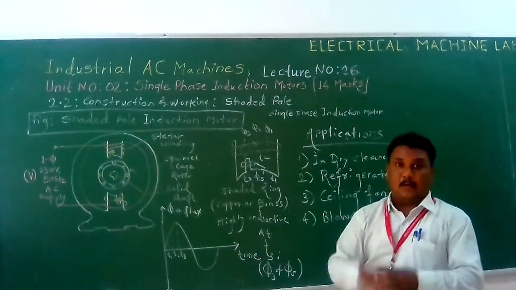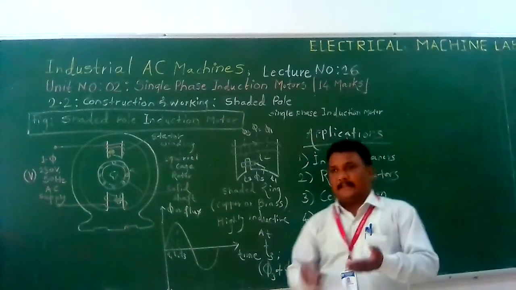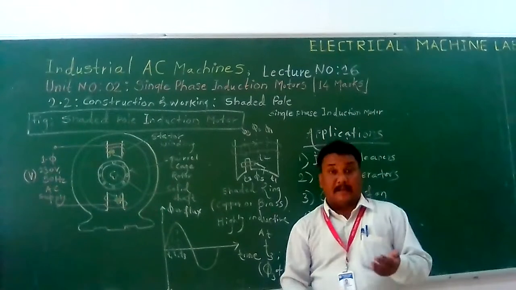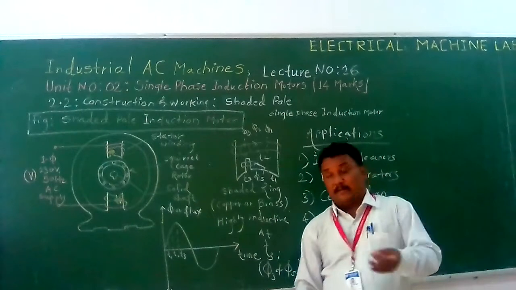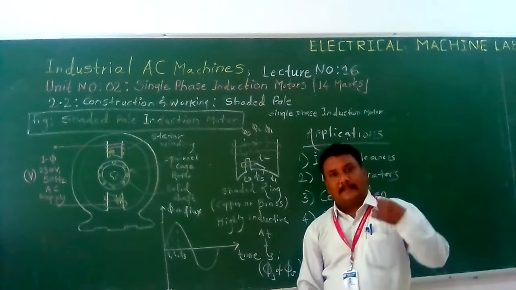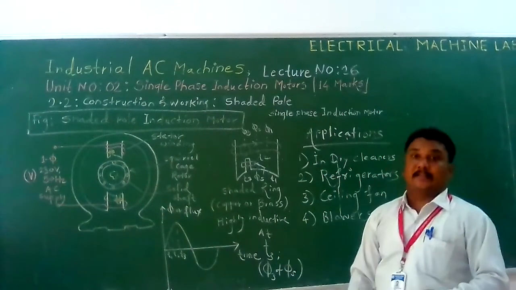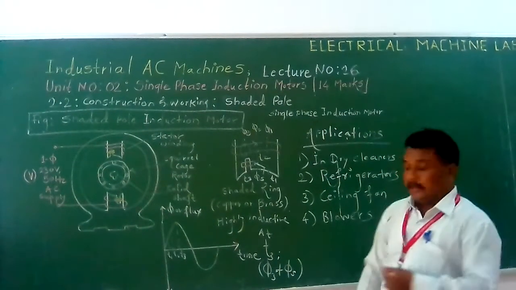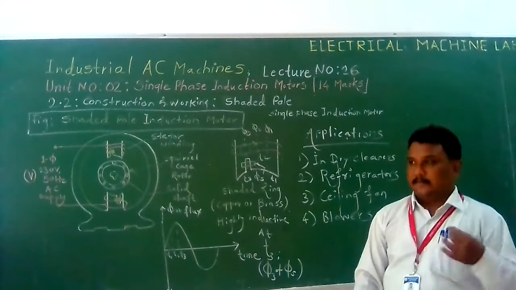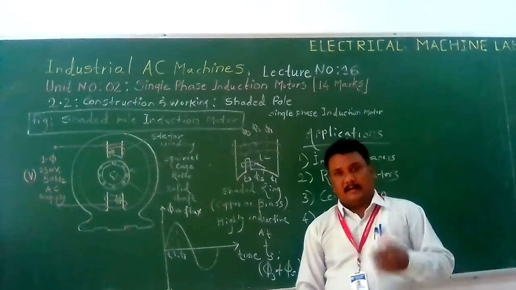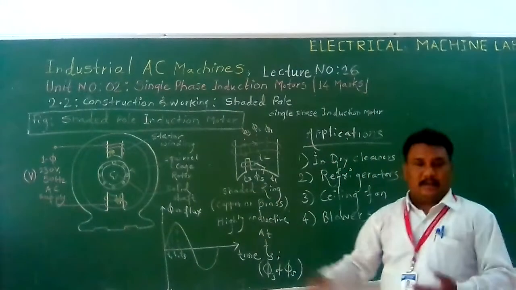We see how it works by using these cycles. In this, the fluxes in the positive half cycle and negative half cycle are unbalanced, and the net resultant torque will not be equal to 0. Some torque will remain in the rotor, and due to this torque, the rotor starts to rotate. Then we see its torque slip characteristics, and then its applications: refrigerators, dry cleaners, blowers, and formerly, before 1970, ceiling fans. So this is the shaded pole induction motor.